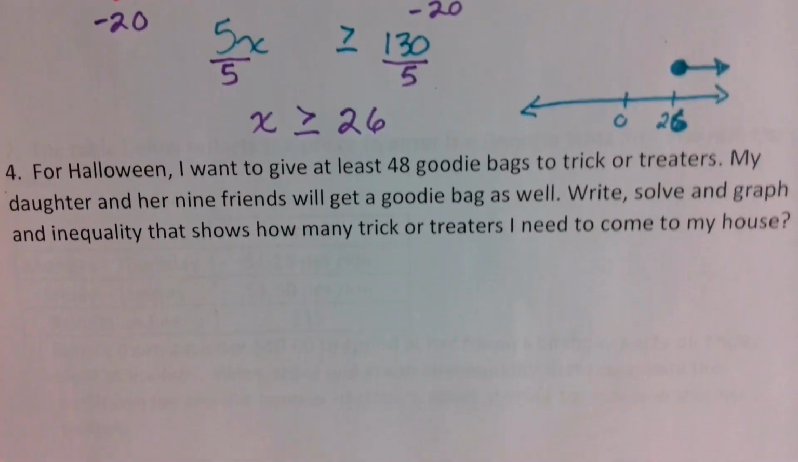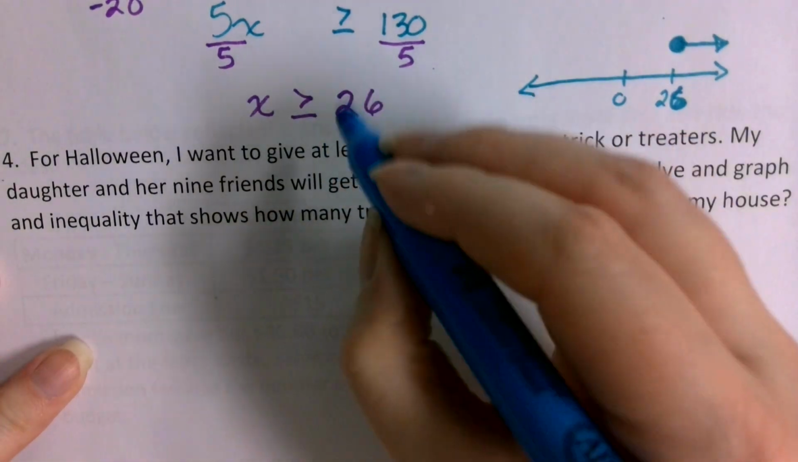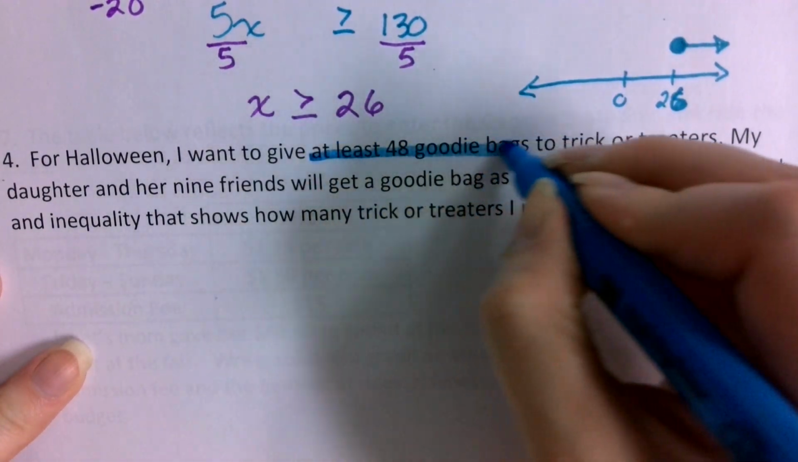All right. For Halloween, I want to give out at least 48 goodie bags to trick-or-treaters. My daughter and her 9 friends will get a goodie bag as well. We're going to write, solve, and graph an inequality that shows how many trick-or-treaters I need to come to my house. I want to give out at least 48 goodie bags. Okay? So at least, that right there is going to be my inequality. At least 48 goodie bags.